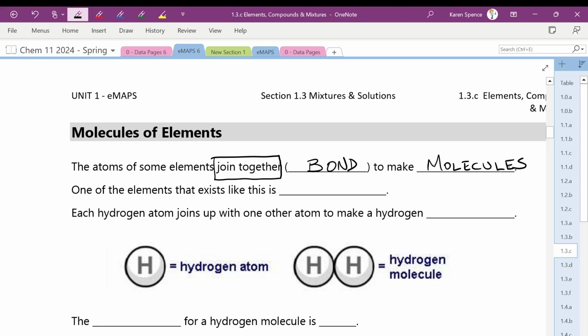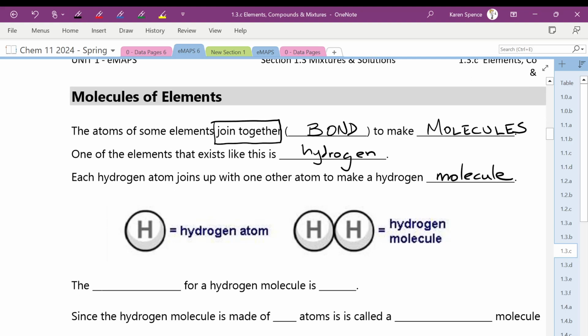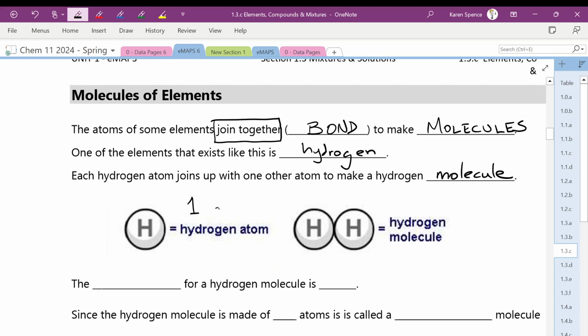One of the elements that exists like this is hydrogen. Each hydrogen atom joins up with one other atom to make a hydrogen molecule. Okay, so a hydrogen atom is just one atom. A hydrogen molecule is two atoms bonded together. Do you think that this hydrogen bonded to the other hydrogen is an ionic bond, or is it a covalent bond?